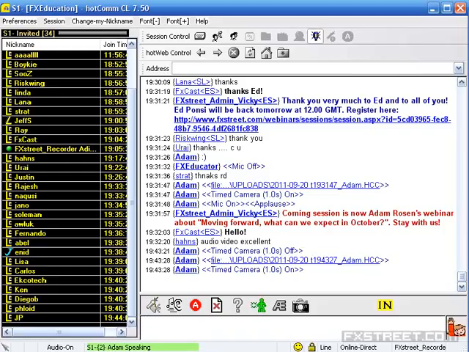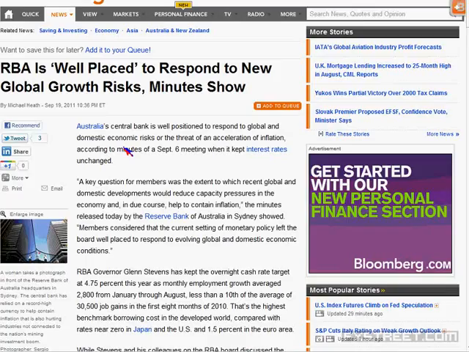The minutes, just to read an excerpt, were released earlier today. It says Australia's central bank is well positioned to respond to global and domestic economic risks or the threat of an acceleration of inflation, according to the minutes of the September 6th meeting, where, again, it kept interest rates unchanged as expected. Quote, a key question for members was the extent to which recent global and domestic developments would reduce capacity pressures in the economy and in due course help to contain inflation. Again, that's from the minutes of the RBA.